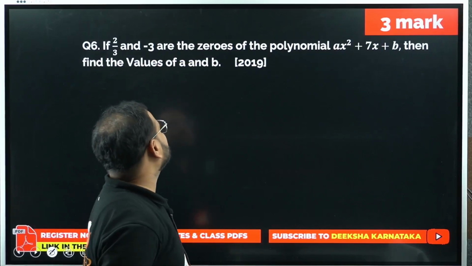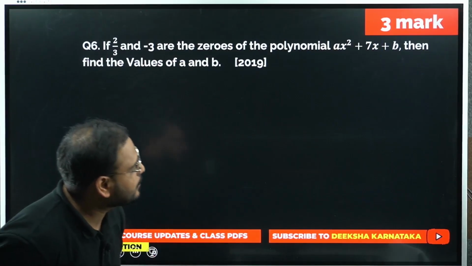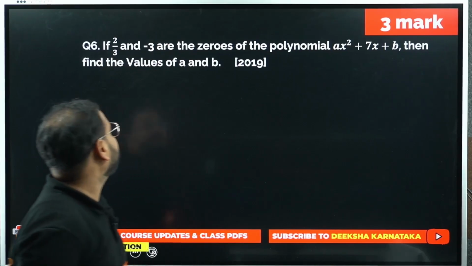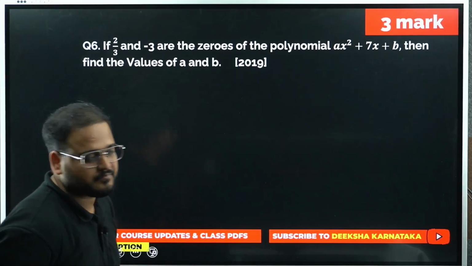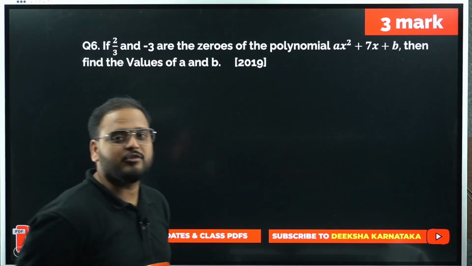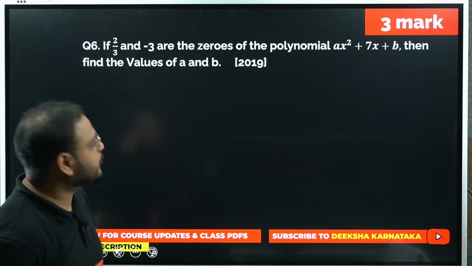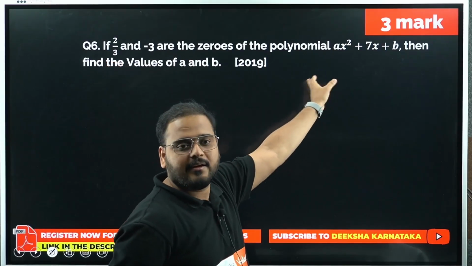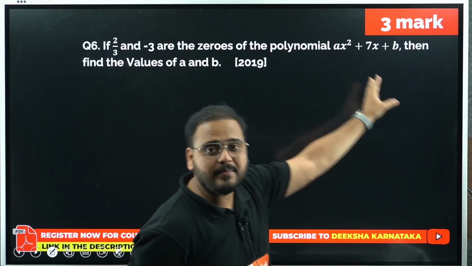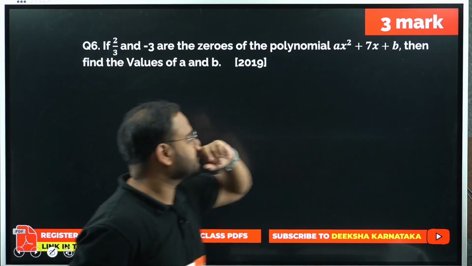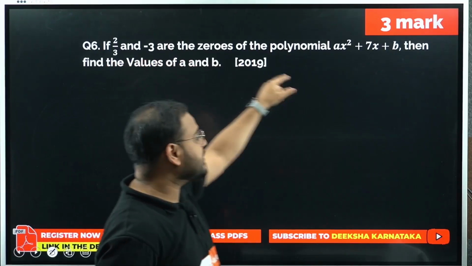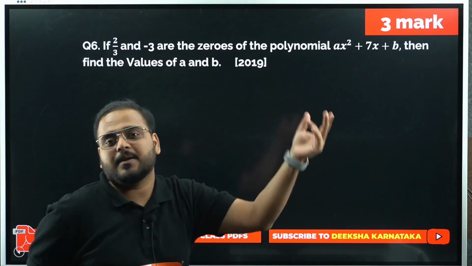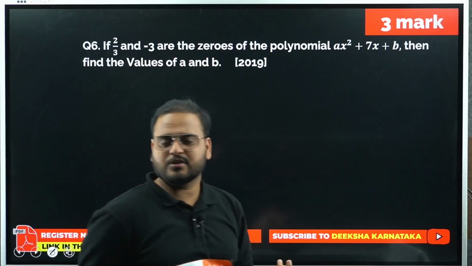If 2 by 3 and minus 3 are the zeros of the polynomial ax square plus 7x plus b, then find the values of a and b. This is a good question. How do you solve it? One way is to put the value of x as 2 by 3. You'll get a linear equation in a and b. Same way you put x as minus 3, you'll get again an equation in a and b, and solve those two linear equations.